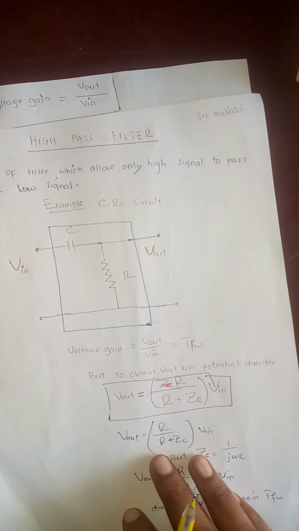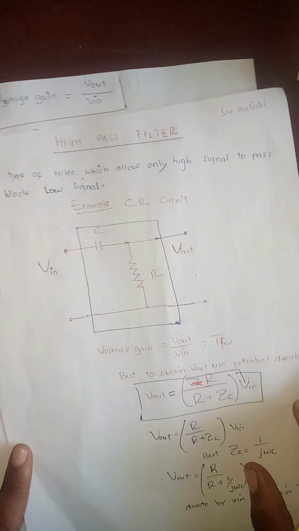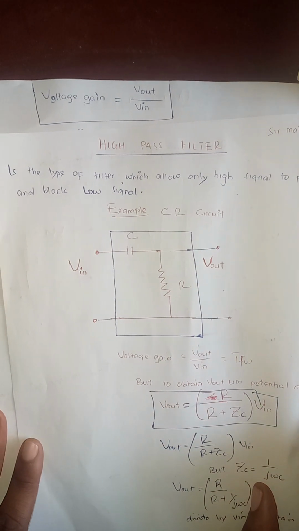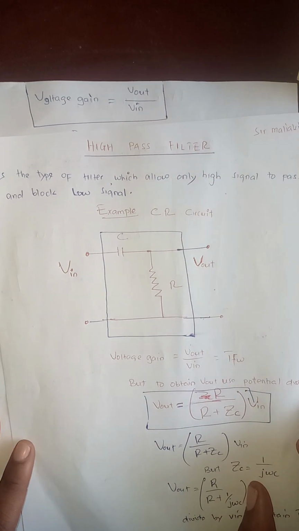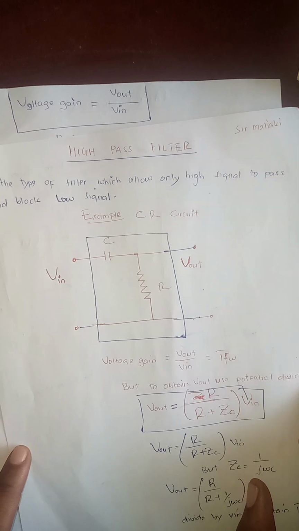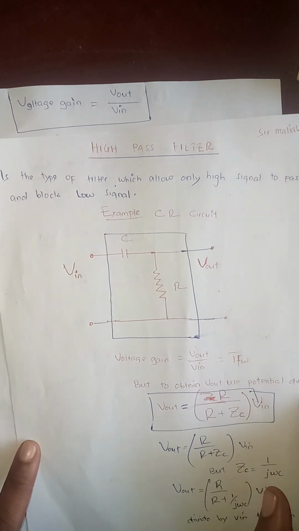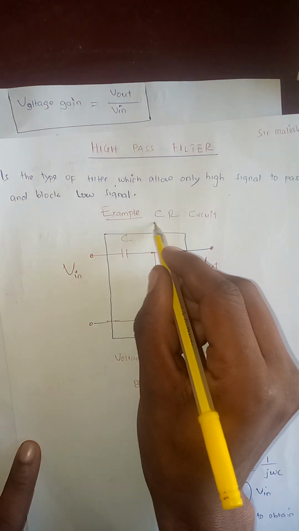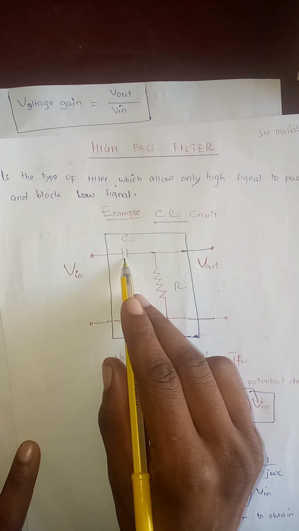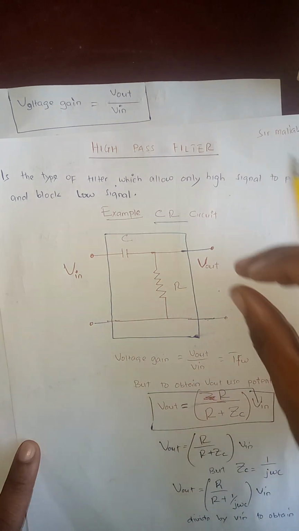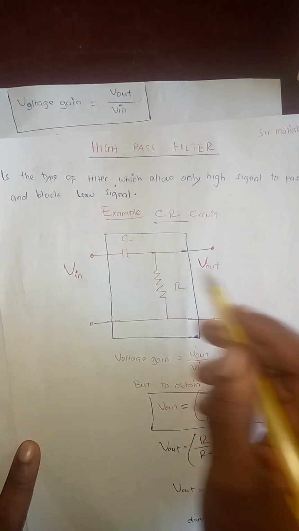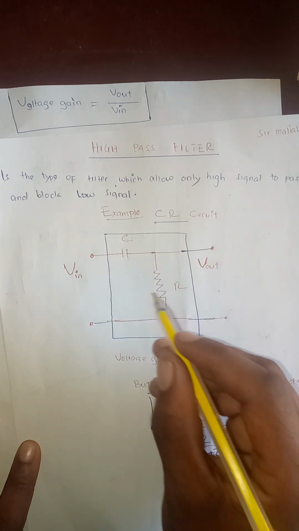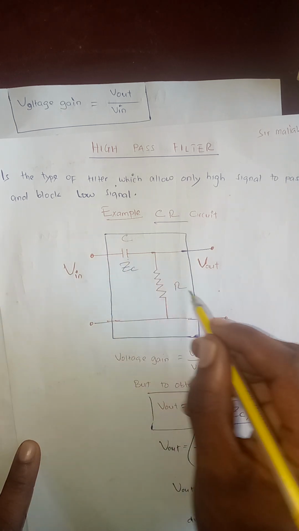Now let's move to the high pass filters. A high pass filter is a type of filter which allows only high signals to pass and blocks low signals. A good example of a high pass filter is the CR circuit. You can see this is C, this is R, and this is the output and input. We know the resistance offered by this capacitor is ZC.